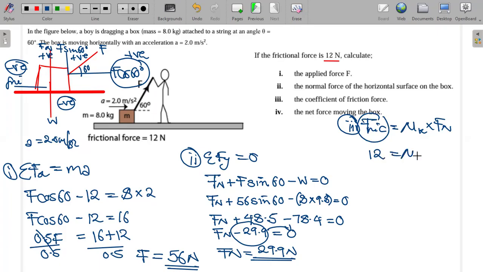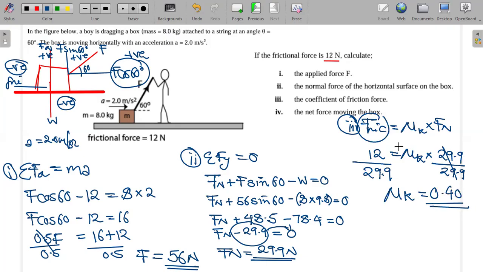This will be equal to the coefficient of friction multiplied by the normal force, which is 29.9. Then we'll divide both sides by 29.9. That means my coefficient of friction will be equal to 12 divided by 29.9, which is giving me 0.4. So my coefficient of friction is equal to 0.40.